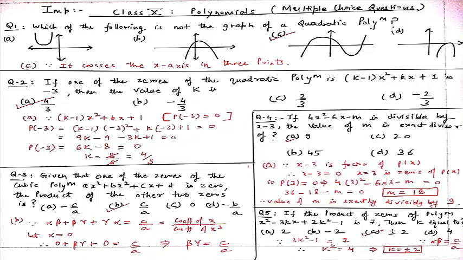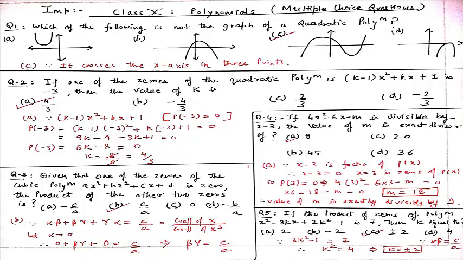Today in this video we will do some important multiple choice questions of our chapter 2, class 10th, polynomials. So our first question is, which of the following is not the graph of a quadratic polynomial? As you know, for the quadratic polynomial ax square plus bx plus c equal to 0, the degree is 2. And the graph of a quadratic polynomial has one of two shapes, either upward like a U or downward. These curves are called parabolas. So in this question option C is correct, as the curve cuts the x-axis at 3 points. So it does not represent a quadratic polynomial.